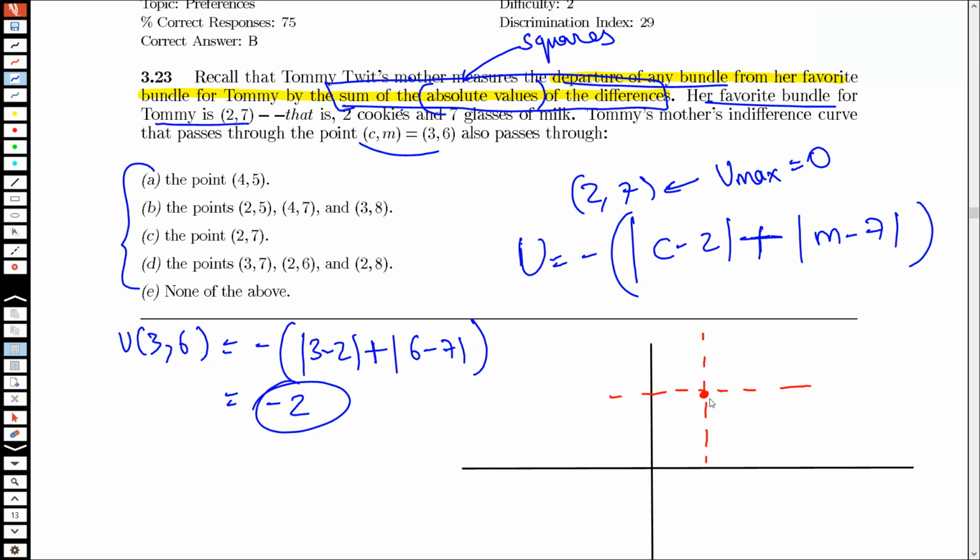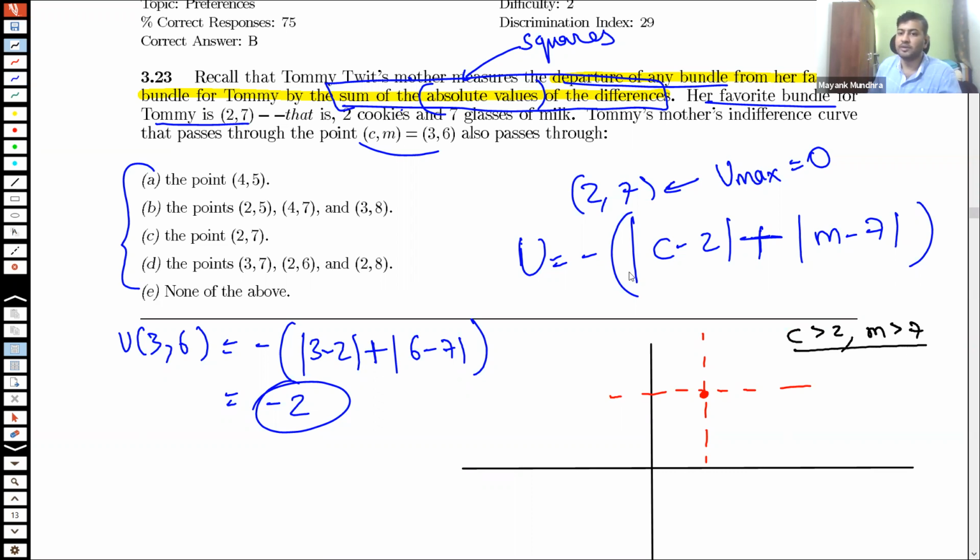Now I want to delve into something other. What are going to be the ICs of this particular thing? I can break it down into 4 zones. This is the zone when C is greater than 2 and M is greater than 7. When C is greater than 2 and M is greater than 7, your utility function becomes negative of, when C is greater than 2, this mod opens as it is. So C minus 2 plus M minus 7. That is negative of C plus M minus 9. So negative of C plus M minus 9 equals something.